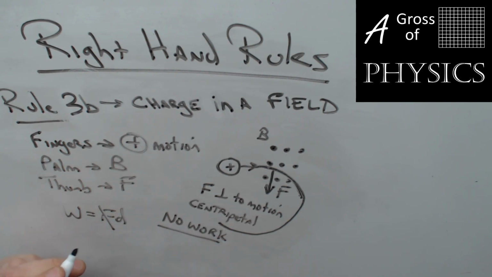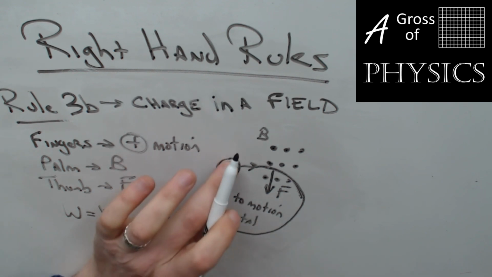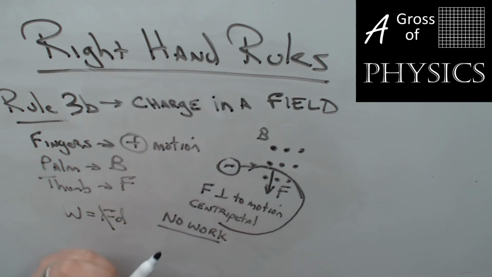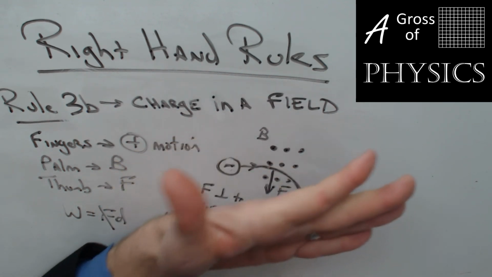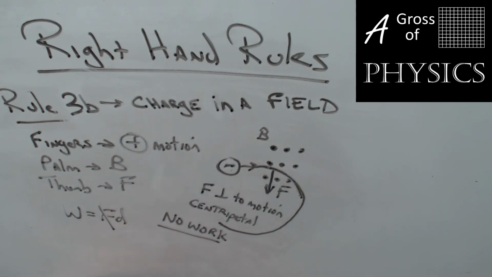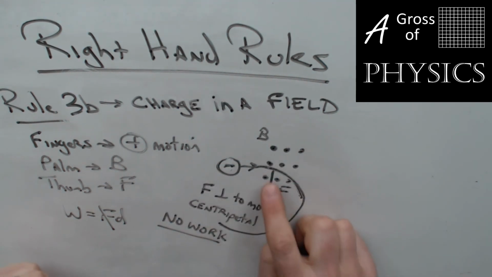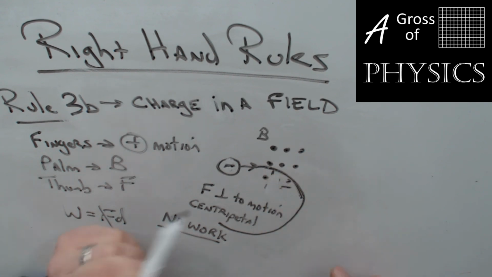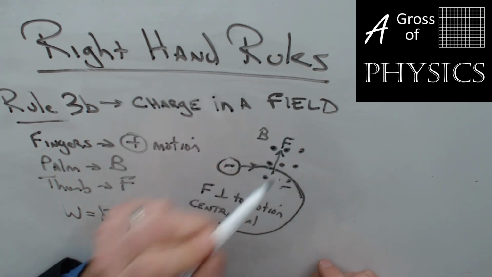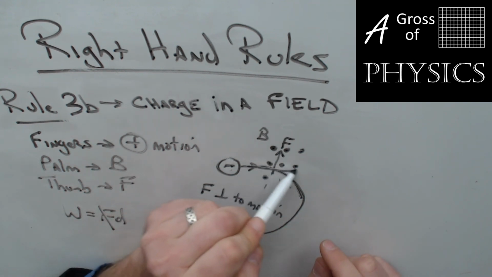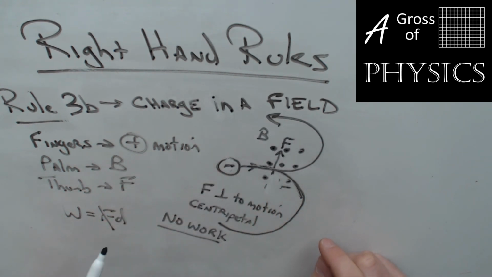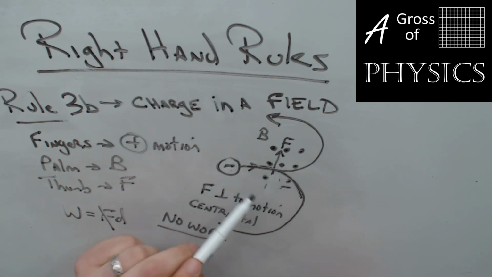Now, let's say we had another situation where we took an electron. What you could do is you could switch to your left hand. That would show the force up. Or you do the same thing with your right hand, and then although my thumb points down, I flip my answer at the end, and the force would be to the top of the page. So in that case, an electron would spin that way. Still the force is centripetal, still does no work, the field's doing no work, but we can ultimately figure out the radius of this once we have some equations.